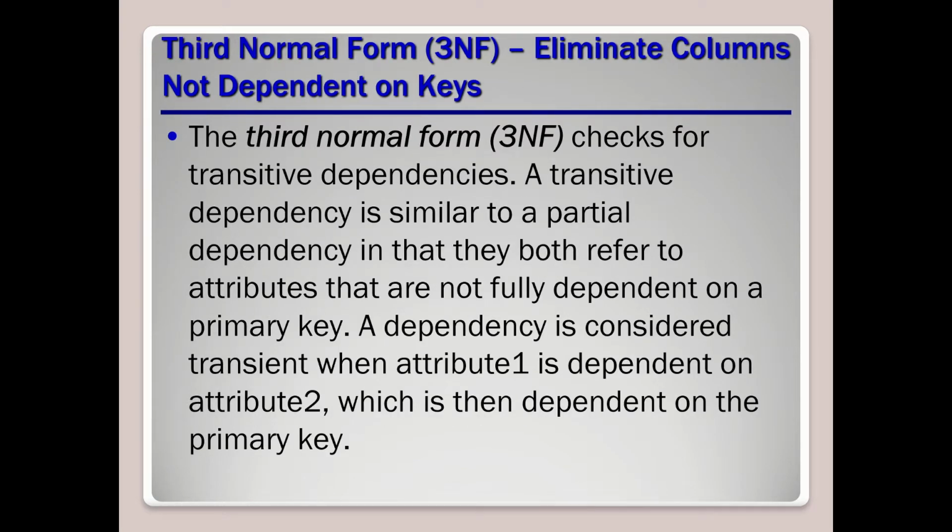Third normal form, 3NF, eliminate columns not dependent on keys. The third normal form, 3NF, checks for transitive dependencies. A transitive dependency is similar to a partial dependency in that they both refer to attributes that are not fully dependent on the primary key. A dependency is considered transitive when attribute 1 is dependent on attribute 2, which is dependent on the primary key.